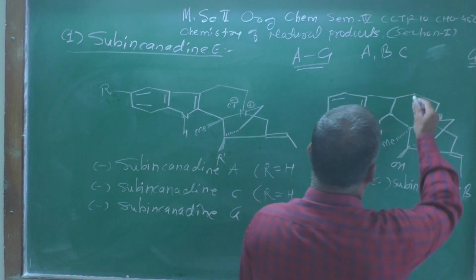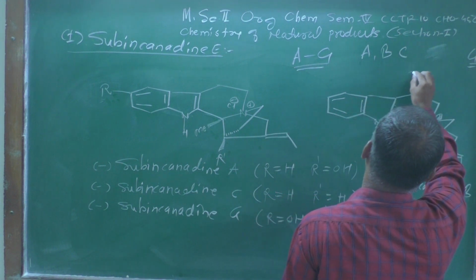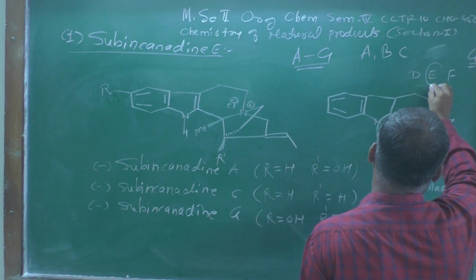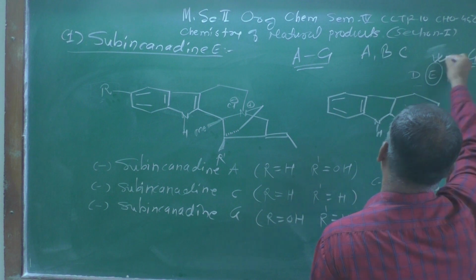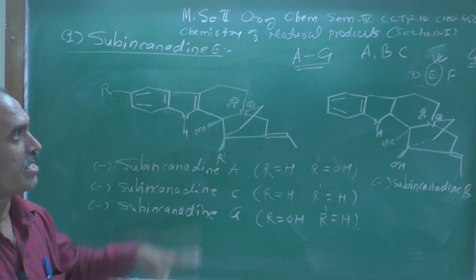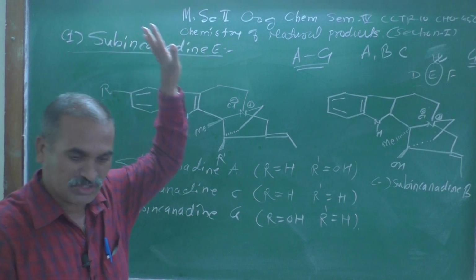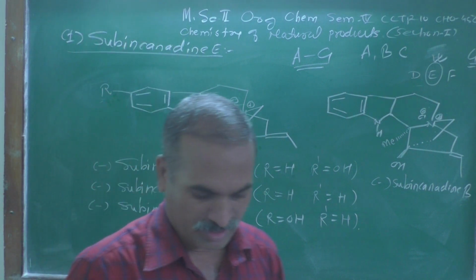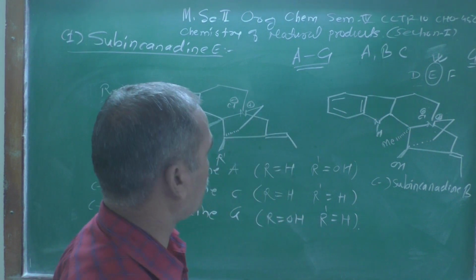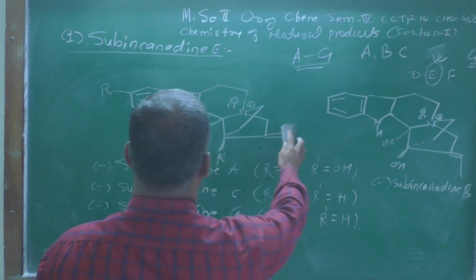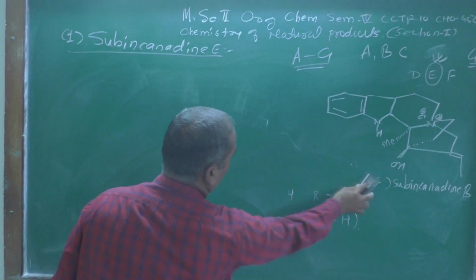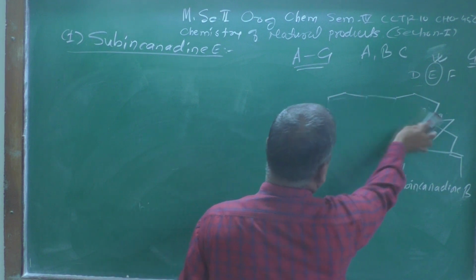Now remaining over here are D, E and F. These are what we can call the main focus for the synthesis of Subincanadine E, which is given as the heading over here, and that's why we are trying to synthesize that one. Let's see the remaining 3 structures. What would be the structure of these 3 that we are going to see over here.